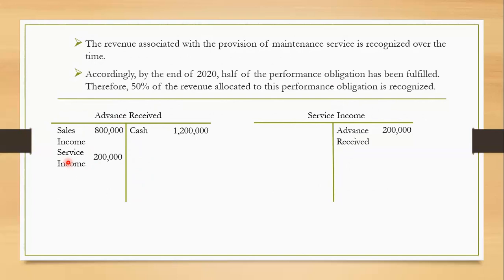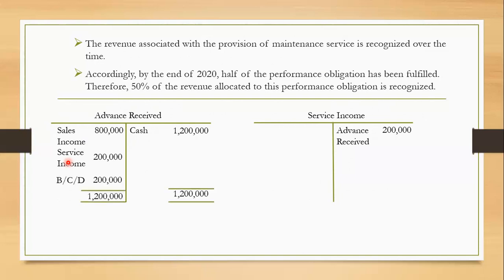Here we have allocated 400,000 for what? We have allocated 400,000 for our provision of maintenance service. Out of the provision of maintenance service, 50% has been fulfilled. Therefore, out of 400,000, we are taking 200,000 for the first year income. Therefore, I am debiting advance received account. At the same time, I am crediting service income account. This is the double entry when we fulfill the service arrangement.